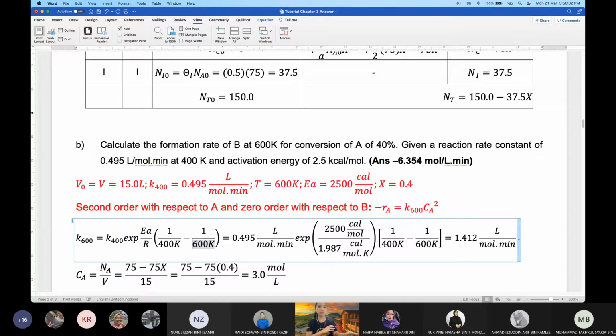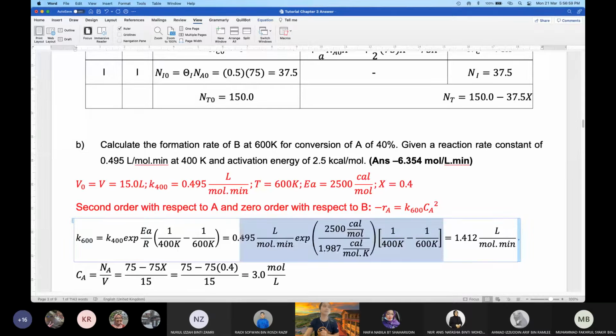So I want to find my new K at 600 Kelvin. It becomes equal to K at 400 Kelvin, 0.495, because it says at 400 Kelvin, my K is 0.495. So I replace 0.495. Then exponential in bracket Ea per R. Again, in this case, Ea is in kilocalorie per mole, so convert to calorie per mole by multiplying with 1000. So 2.5 kilocalorie per mole becomes 2500 calorie per mole. Divide by R. If it is calorie, the R is 1.987 calorie per mole Kelvin. In bracket, don't forget, it is 1 per T1 minus 1 per T2. So 1 per 400 Kelvin minus 1 per 600 Kelvin.